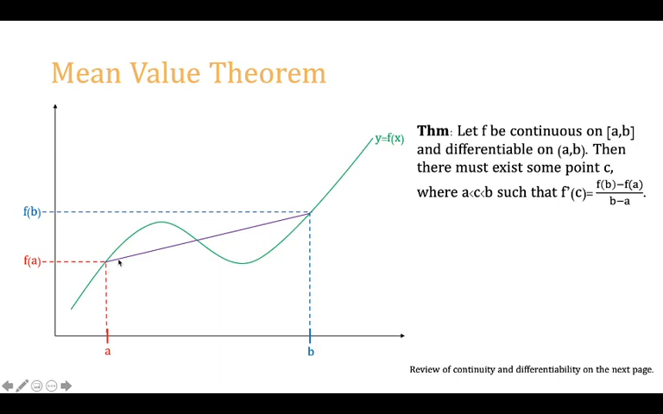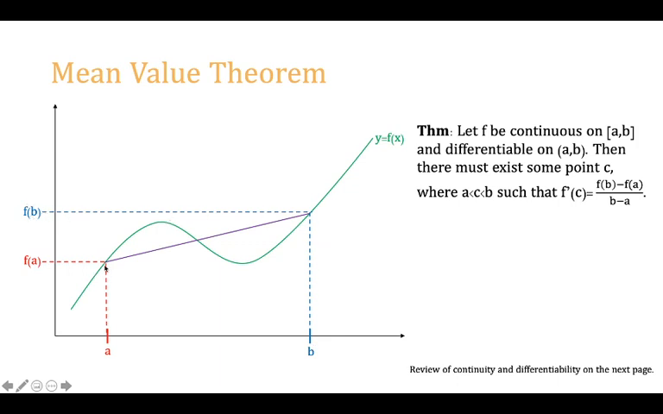if the function we have is continuous on the closed interval and differentiable on the open interval, there has to be some value where the average rate of change equals the instantaneous rate of change. So visually here, we have the point A and the y value is f of A, and then point B and the y value is f of B.